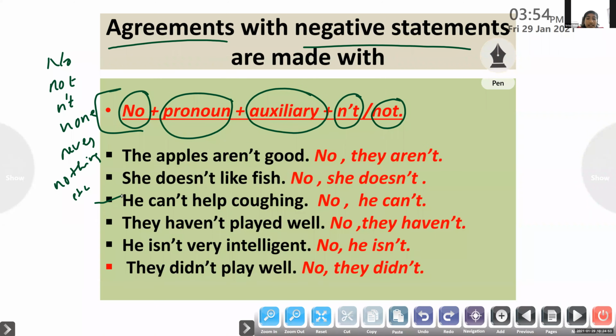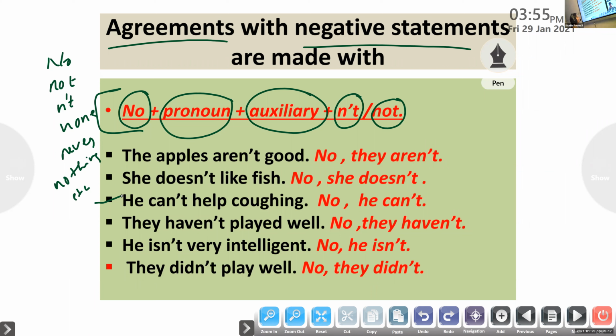Yes, he can't. Are you sure your answer is right? No, he can't. No, he can't. Okay, he couldn't control. It is very difficult for him. He's coughing. Okay, so now Anna, they haven't played well. No, they haven't.